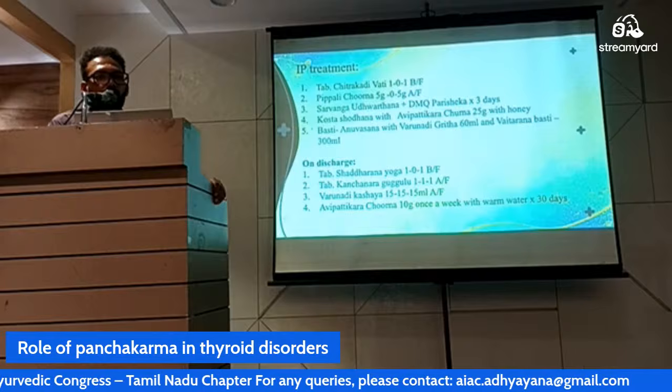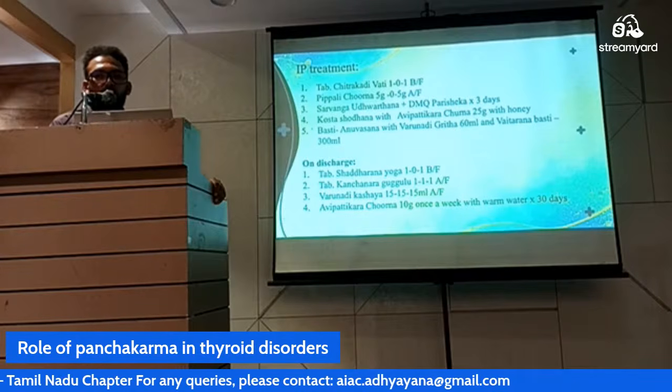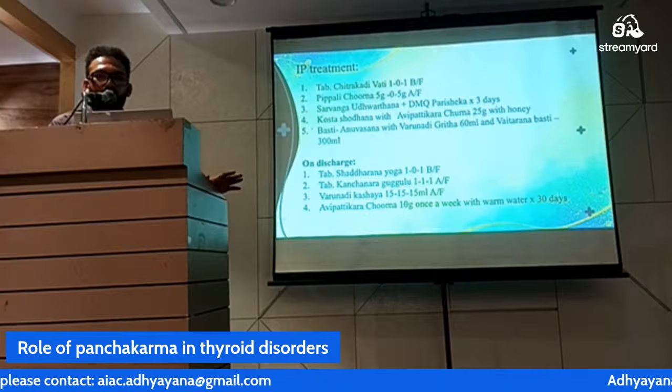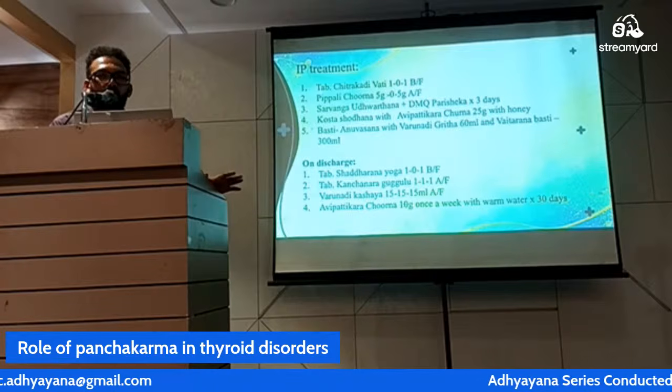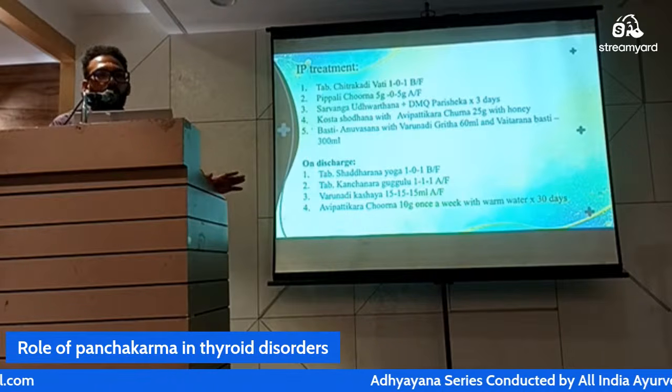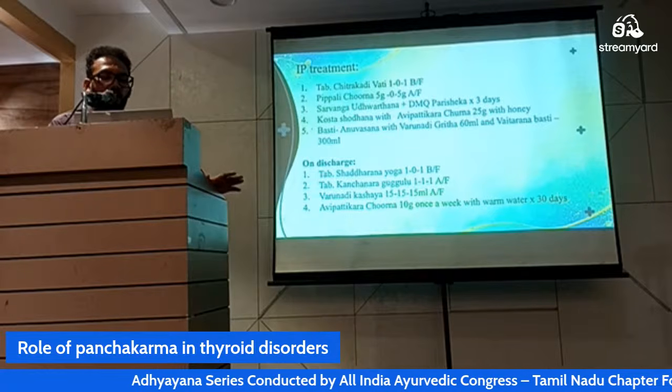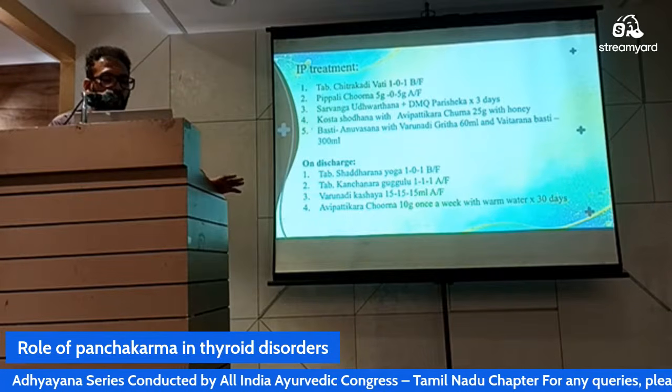or rather we should call it Koshta Shodhana. There is no karma called Sadyo Virechana. There is only Sadyo Vamana, which is mentioned in Charaka Chikitsa, 3rd chapter, Jwara. There is no reference for Sadyo Virechana. It is simply called Koshta Shodhana. So Koshta Shodhana with Avipattikara Churna 25 gram with honey was given.